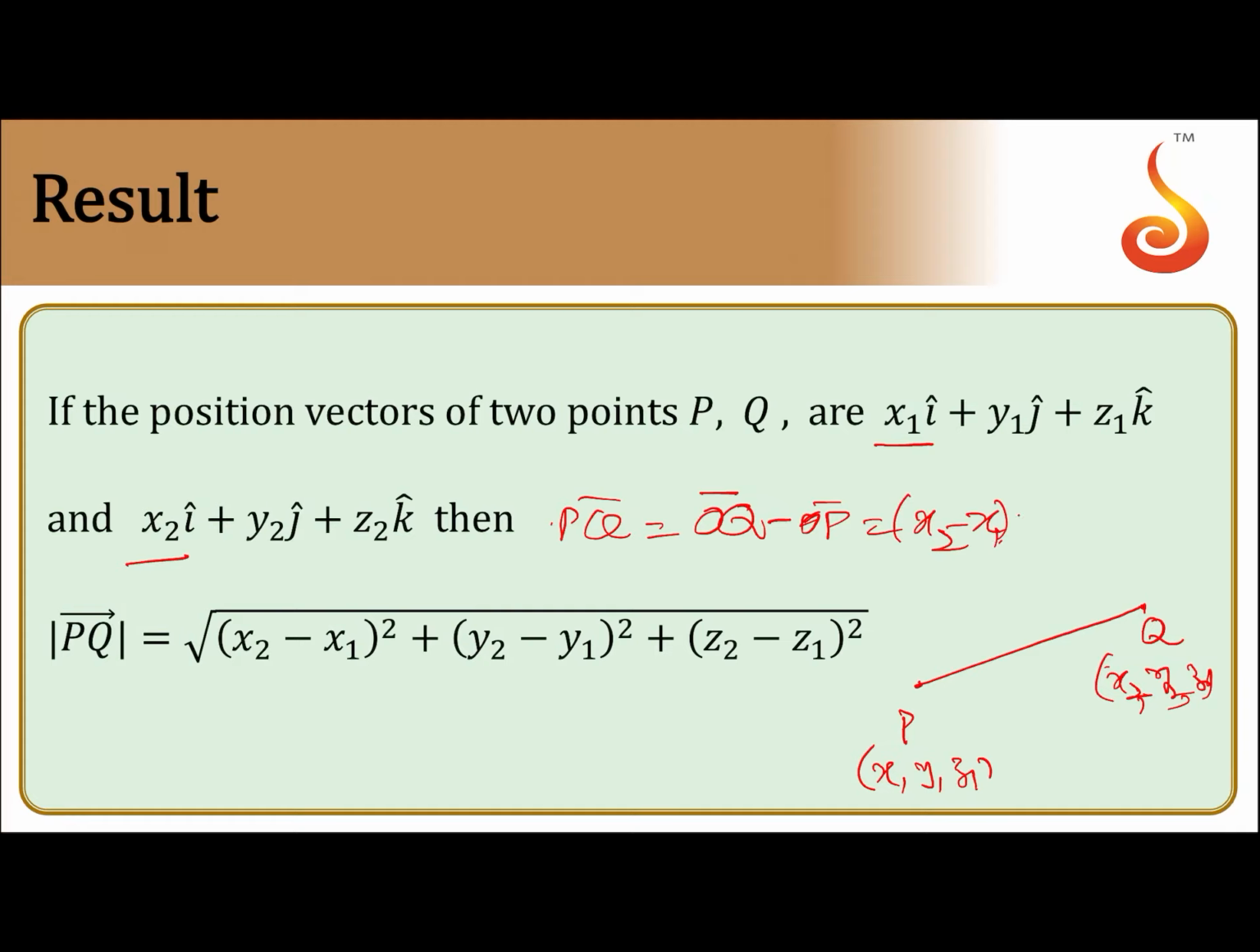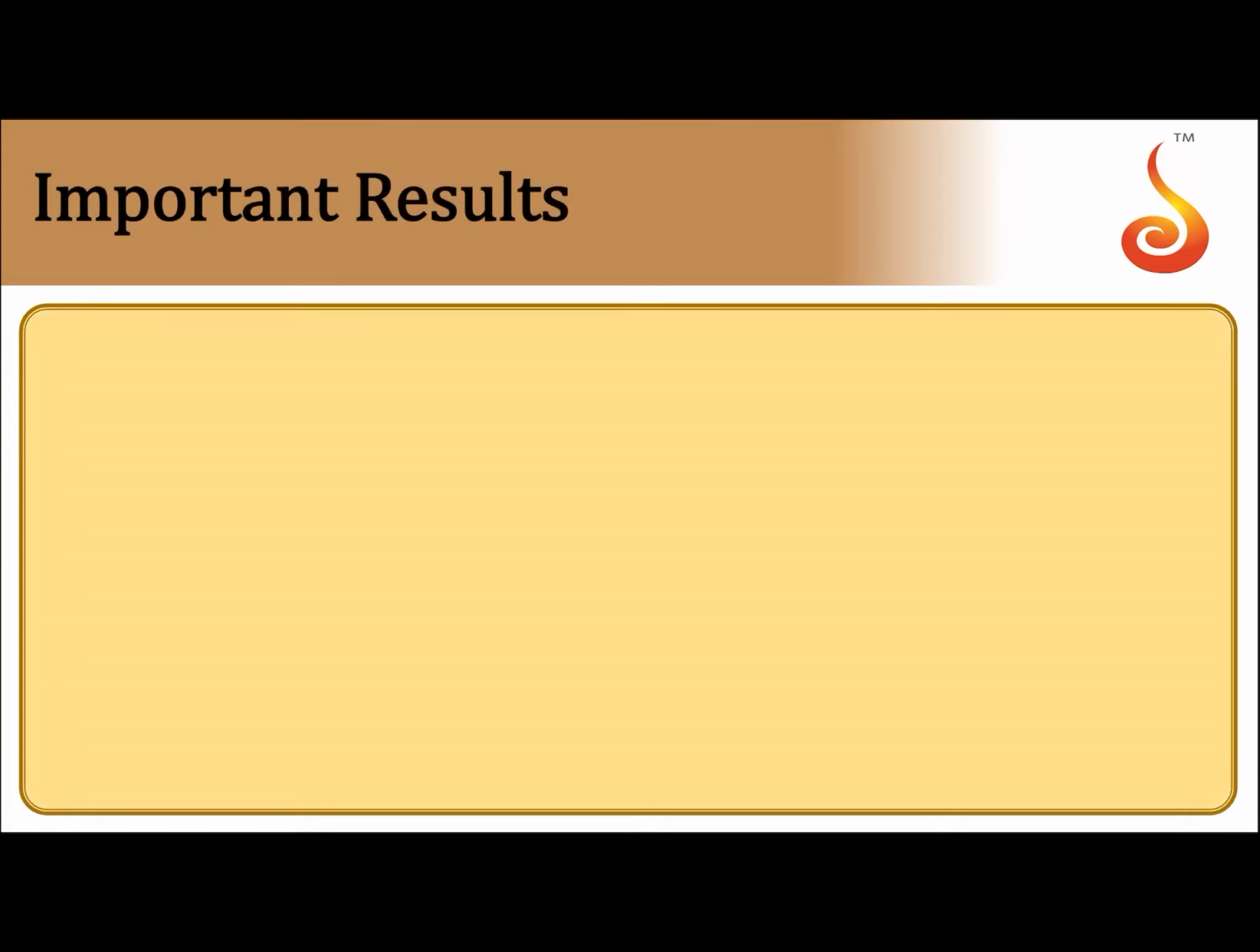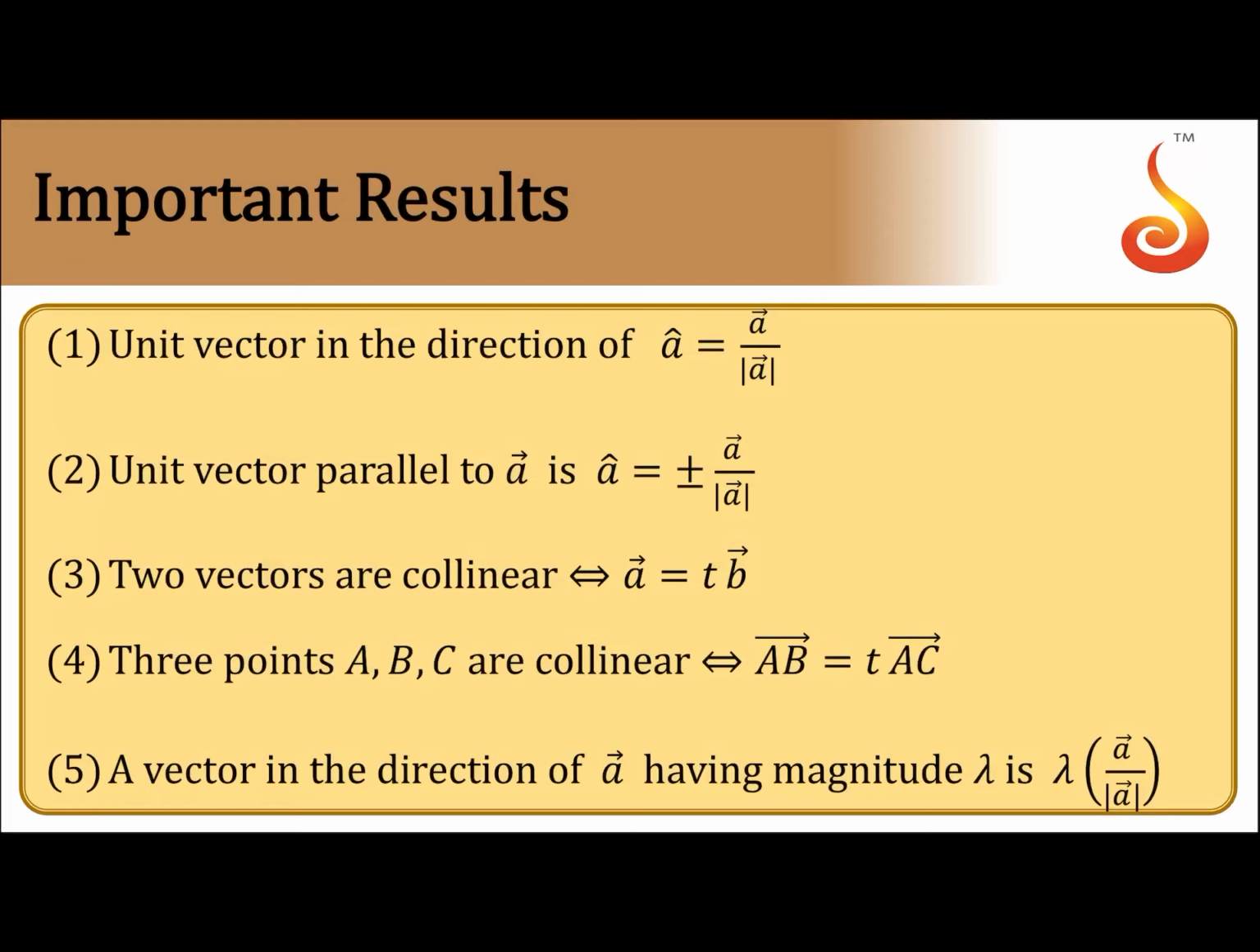x2 minus x1 times i cap plus y2 minus y1 times j cap plus z2 minus z1 times k cap, and whose magnitude is nothing but under root of x2 minus x1 whole square. I can write this in a simple way as under root of sigma x2 minus x1 whole square, right? And some more important results about the unit vectors.